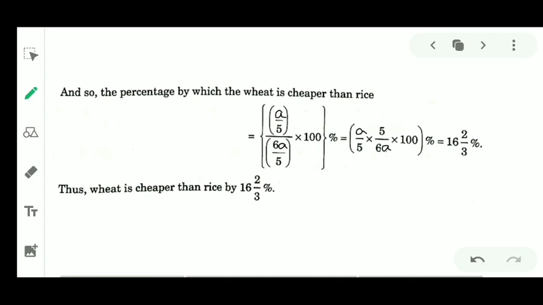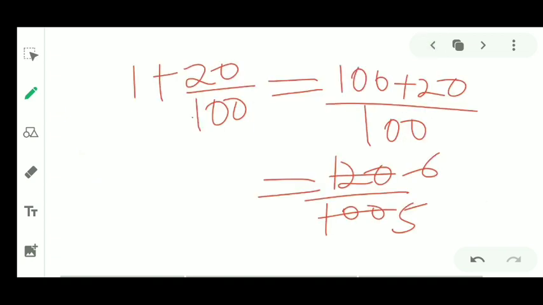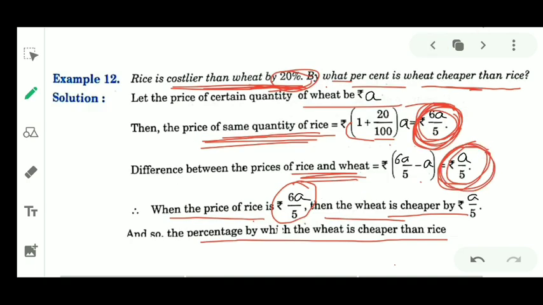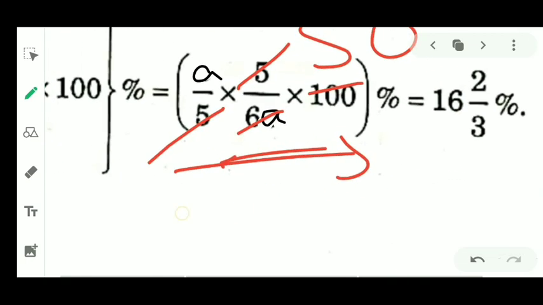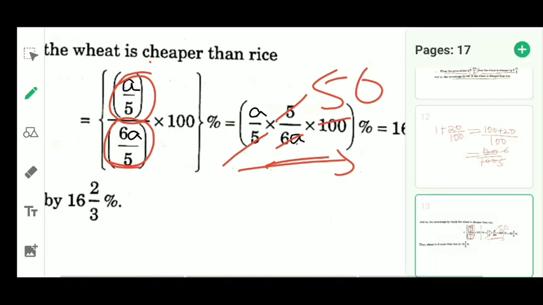A by 5 by 6A by 5. A by 5 is what? That's the difference value, A by 5. A by 5 divided by the original value, 6A by 5, into 100. So A by 5 into 5 by 6A into 100. 5 cancels here, then 2 3s are 6, 2 into 50 is 100. So 50 by 3.